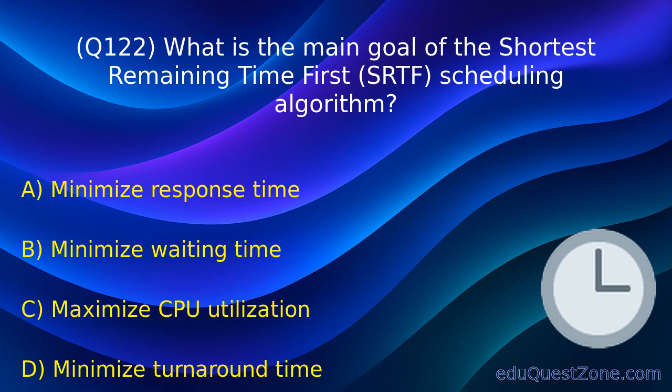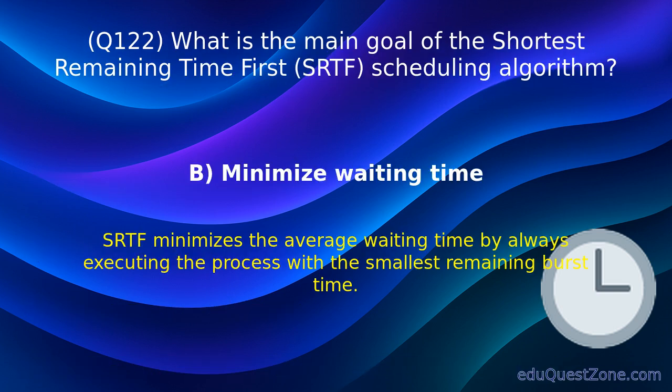Question number 122. What is the main goal of the shortest remaining time first scheduling algorithm? Option B, minimize waiting time. Shortest remaining time first minimizes average waiting time using shortest remaining burst time.